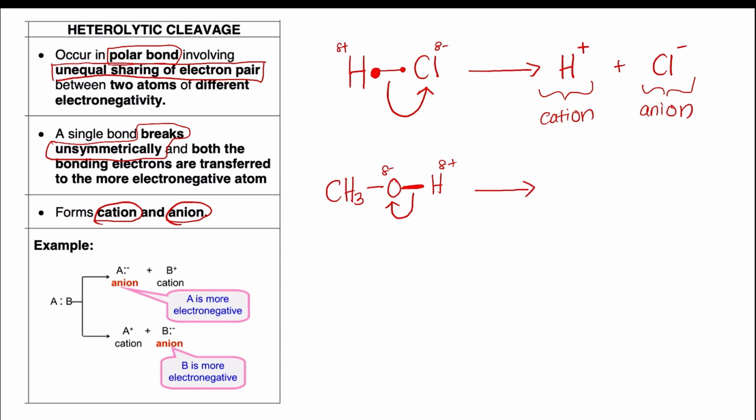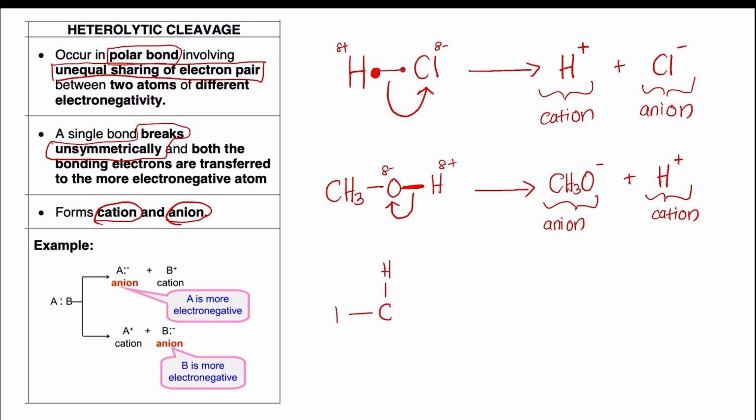Maka kita akan hasilkan CH3O minus, sebab dia dapat extra elektron. Extra elektron tu dari hidrogen ya. Lepas tu hidrogen pula dia punya elektron diambil orang. Therefore, it become H+. Okay, so ini our cation. Ini our anion. Alright. So one last example.